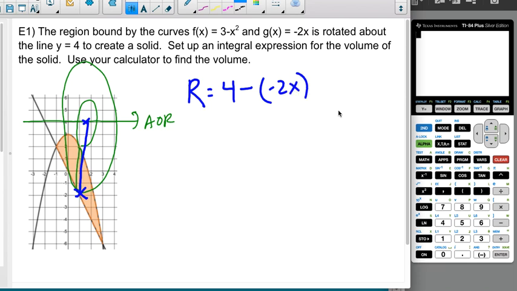I'm just going to leave it that way. There's no reason to clean it up. You don't even have to make it a 4 plus 2x. It's great. If you were doing this by hand, I suppose you would clean it up, but we're not going to do it by hand. We're just setting up the integrand and using our calculator.